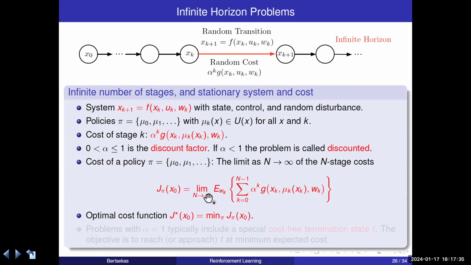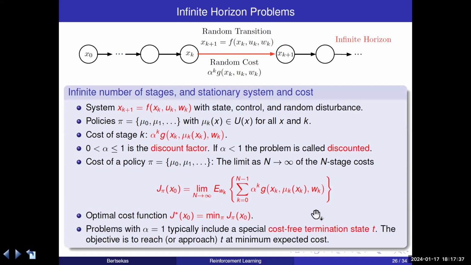The optimal cost function, of course, is given by minimization of this expression. There are also interesting problems where alpha is equal to 1, but they typically involve a special termination state. And once you reach that termination state, which may happen at a random time, the cost accumulation stops. So you guarantee finiteness of the cost through this termination state. And in this case, the objective is to reach the termination state at minimum expected cost.